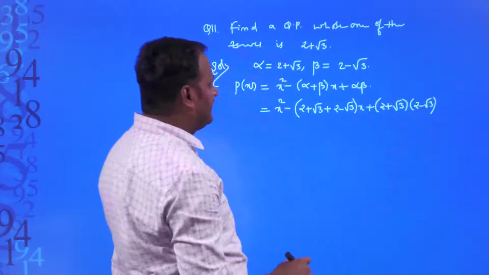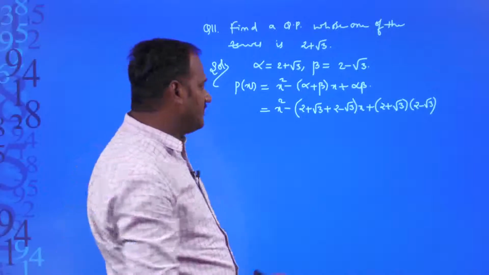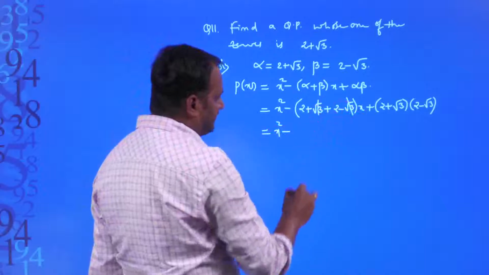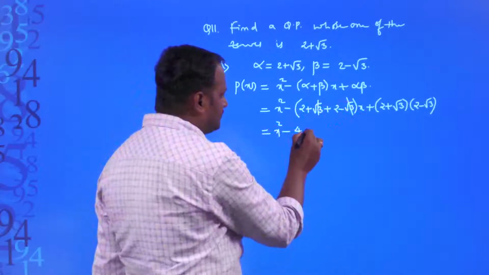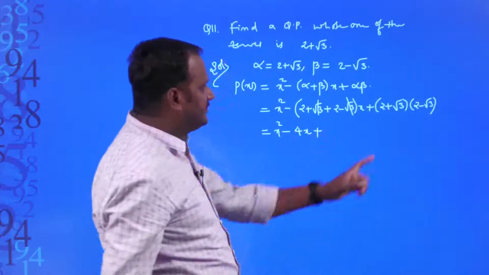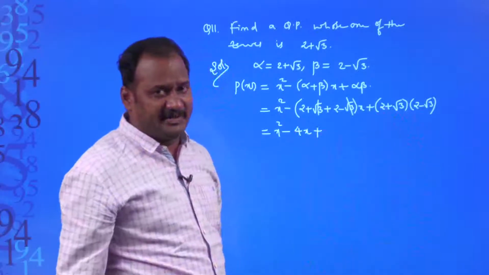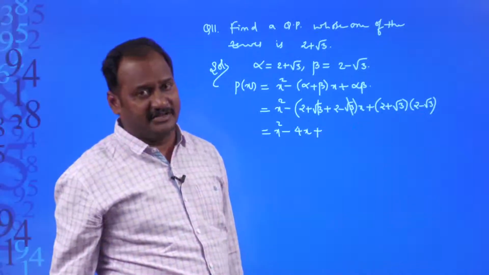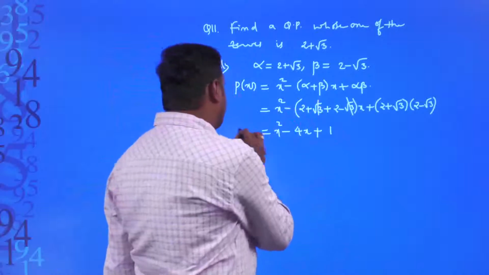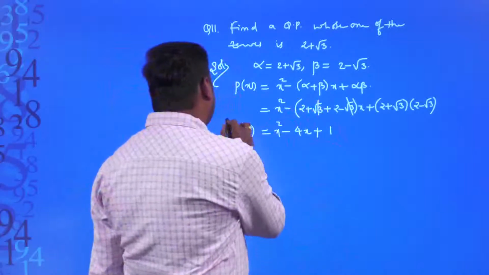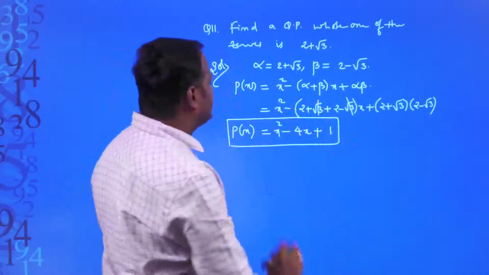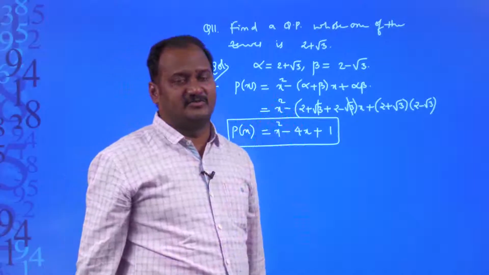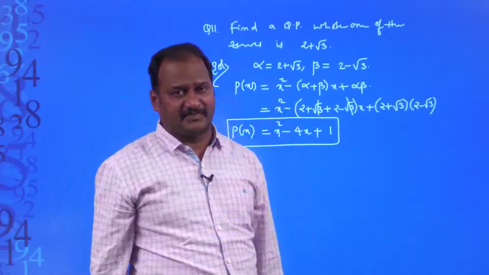Now you simplify to obtain a quadratic polynomial in the standard form, which is x square minus, you can cancel plus root 3 minus root 3. 2 plus 2 is equal to 4. So 4 into x is 4x, plus this is in the form of a plus b into a minus b. That would be a square minus b square, that is 2 square is equal to 4 minus root 3 whole square equal to 3, 4 minus 3 is equal to 1. This is our required quadratic polynomial whose zeros are 2 plus root 3 and 2 minus root 3, right. So this way we can easily find out the quadratic polynomial when zeros are given.